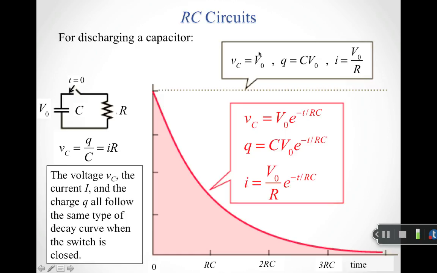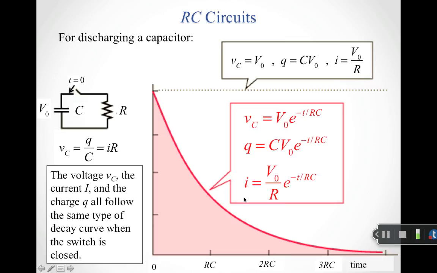Again, this maximum point corresponds to either the maximum voltage across your capacitor when you close the switch, the maximum charge on your capacitor when you close the switch, or the maximum current that occurs at the instant you close the switch. So here's the functional form, and all we're really changing is just what the maximum value is, depending on whether you want to talk about the voltage of the capacitor, the charge on the capacitor, or the current.